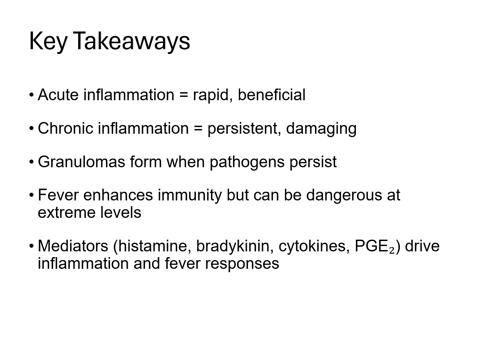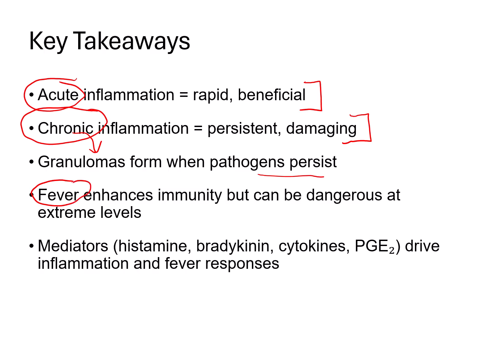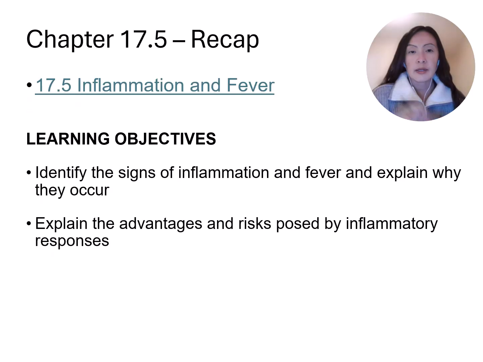Some key takeaways from this section: we saw acute inflammation is rapid and protective, but chronic inflammation is persistent and damaging. Chronic inflammation can result in the formation of granulomas when pathogens resist elimination. Fever boosts immune function, but can be dangerous if excessive. And mediators like histamine, bradykinin, cytokines, and prostaglandin can drive both inflammation and fever responses. All right, let's recap 17.5. Identify the signs of inflammation and fever and explain why they occur.